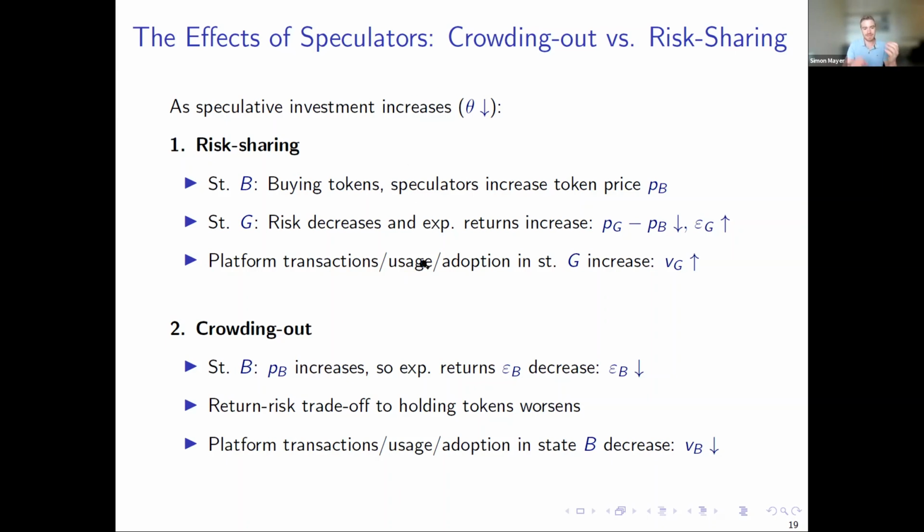At the same time, when speculators buy tokens, they crowd out users because they increase the price and reduce expected token returns. Lower expected token returns imply a worse return to risk trade-off to holding tokens. And this worse return to risk trade-off reflects back into a lower transaction volume.